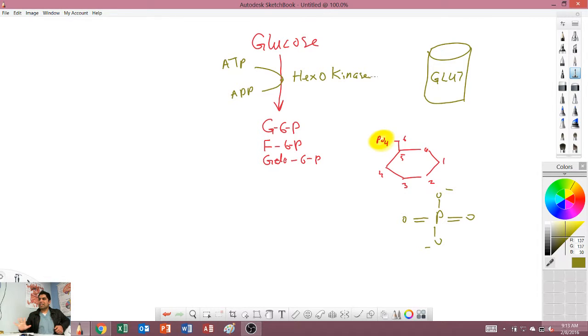So please understand, even though I'm not giving the entire cycle, I'm going very slowly. This first step is very, very important. So hexokinase is able to convert all three of them into 6-phosphate: glucose 6-phosphate, fructose 6-phosphate, galactose 6-phosphate.